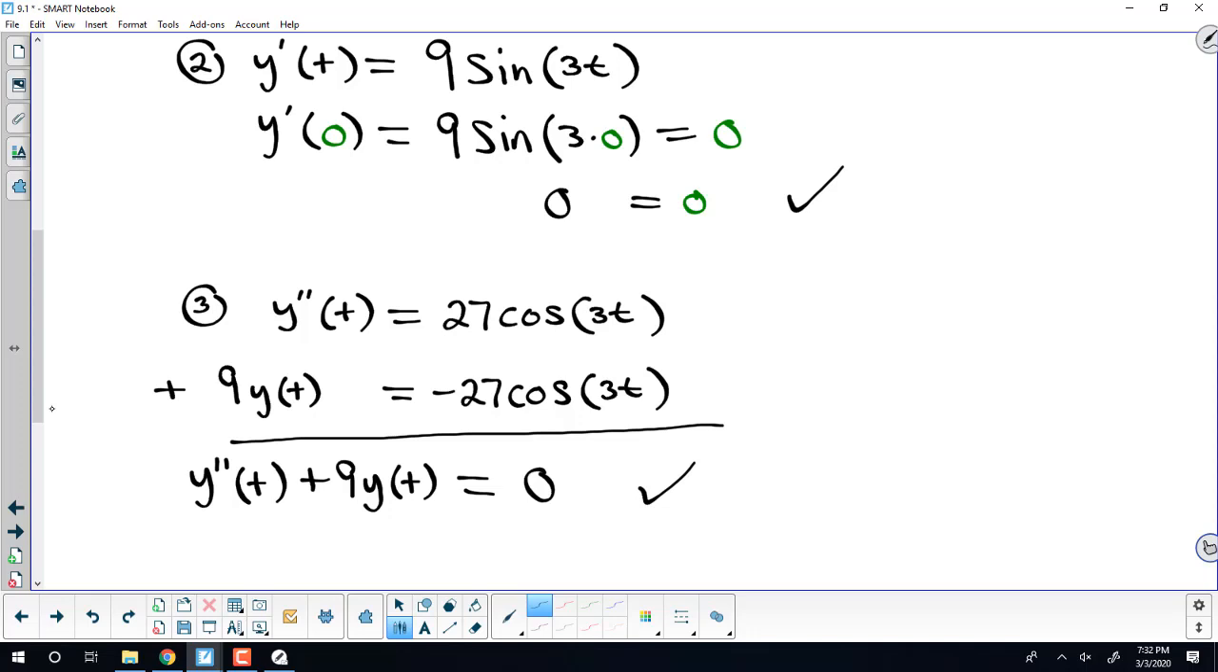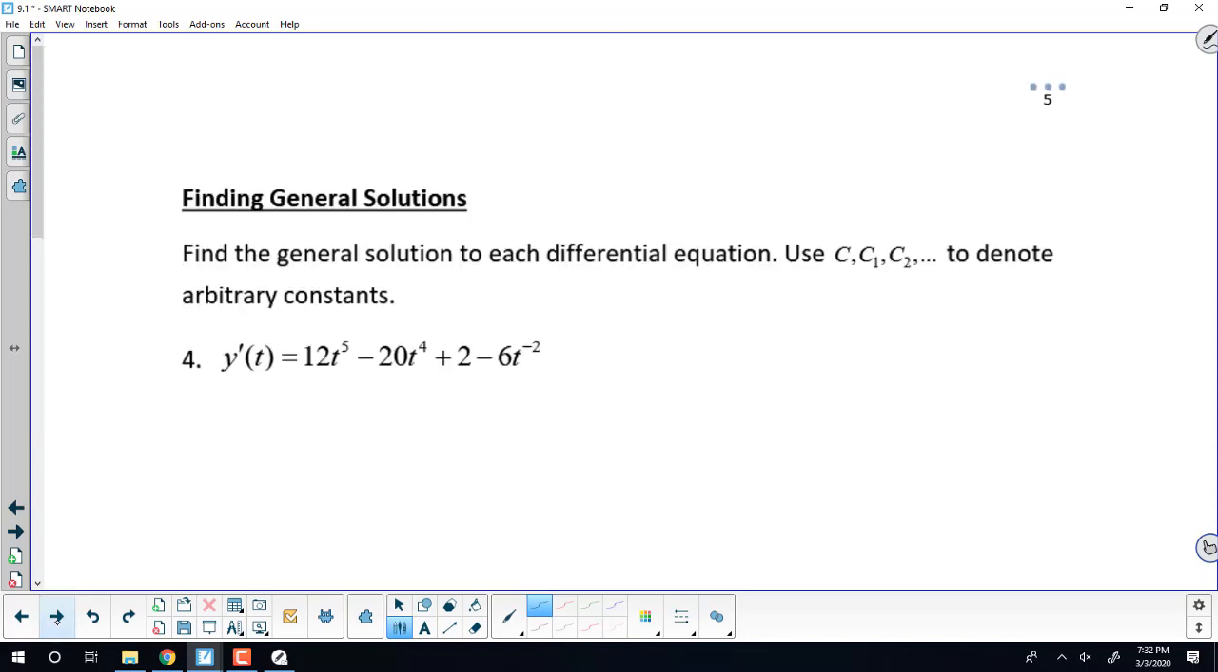So questions on that? All right. Finding general solutions. This is exam material here.